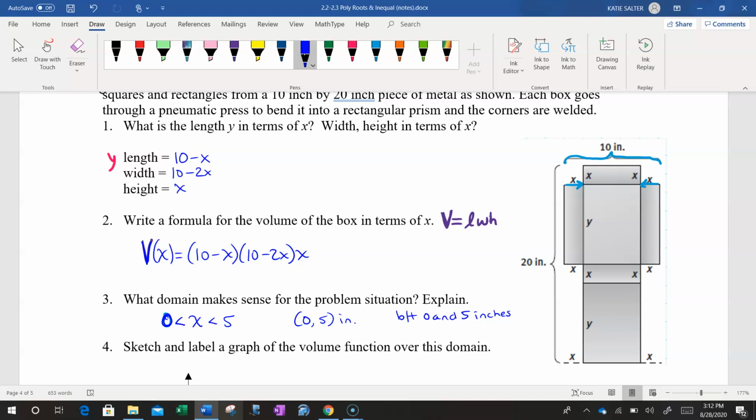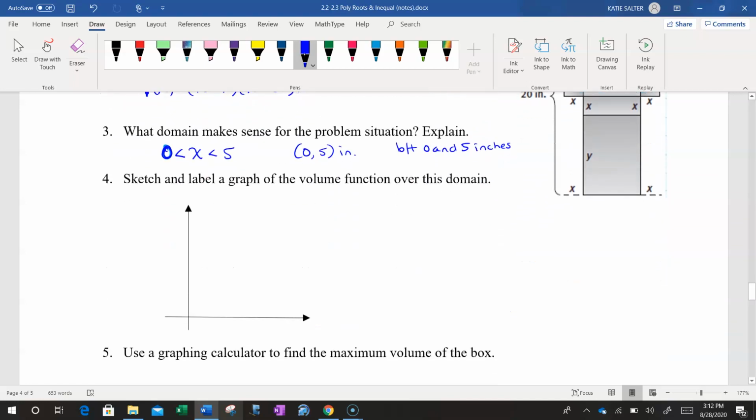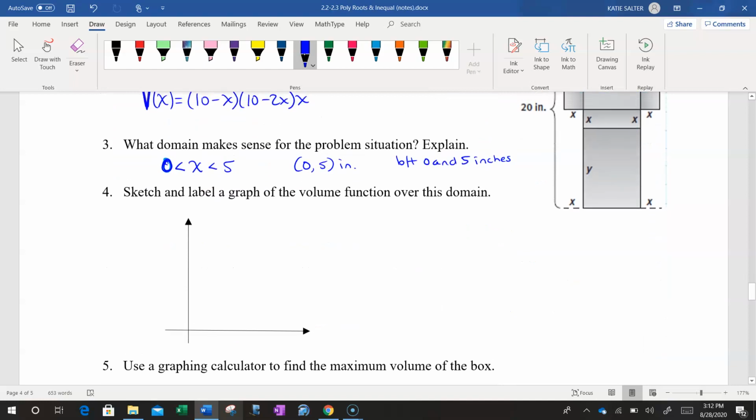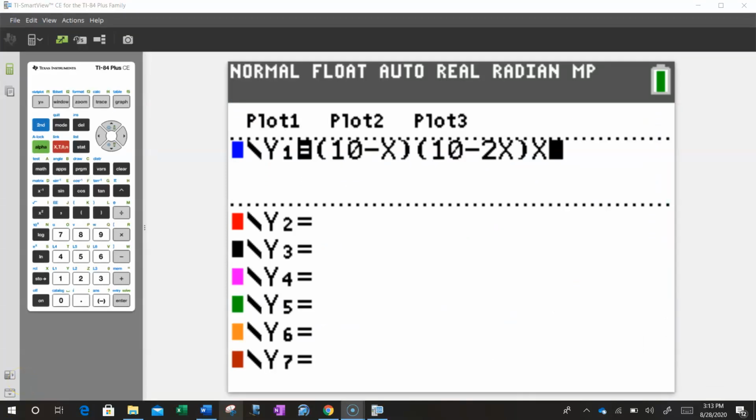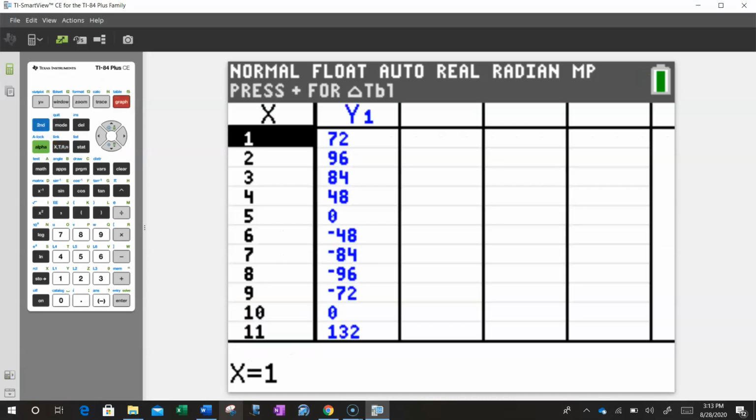All right, so then it says sketch and label a graph of the volume function over this domain. So for this part, you can use your graphing calculator. So we would just type our function into y equals. And then I would start by going to the table to see what kind of values we're looking at. Since we already thought about this, we know that even though this is going to graph a beautiful cubic function, we have to think about what this function represents.